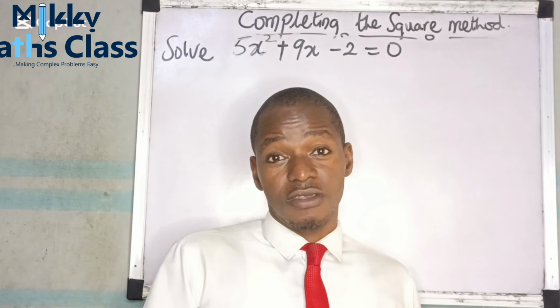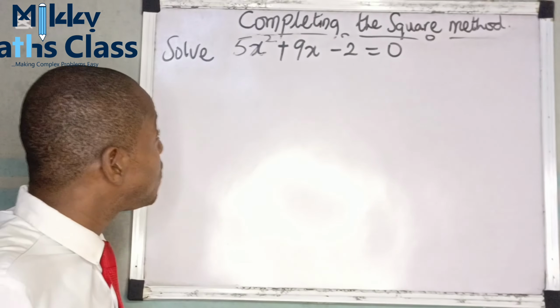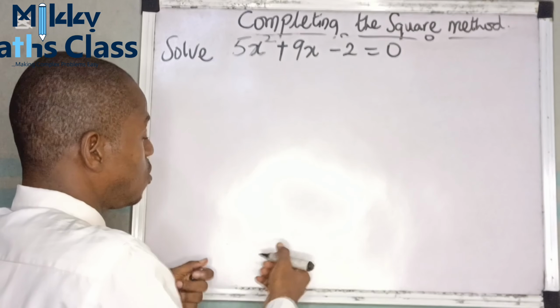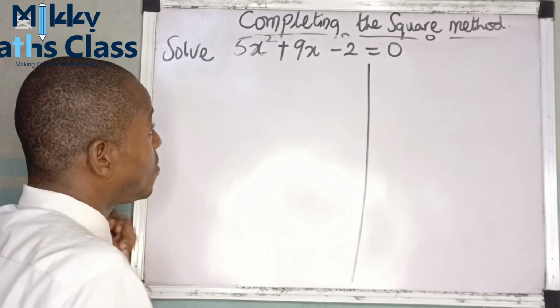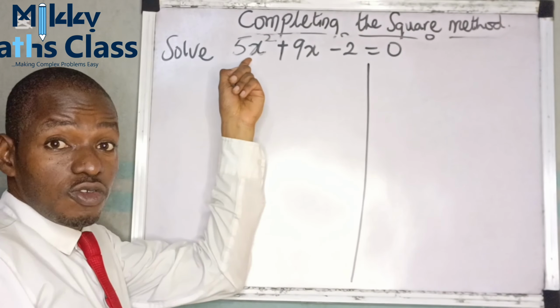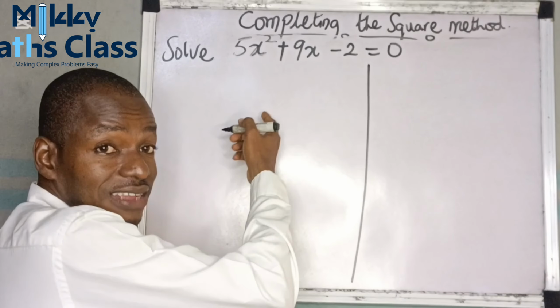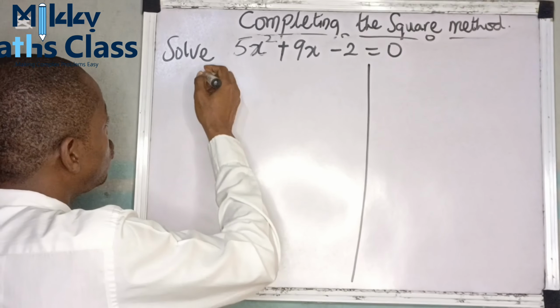All right, let's look at this example. It says 5x squared plus 9x minus 2 equals 0. We still use the completing the square method. The first thing is to reduce the coefficient of x squared to 1. This is 5x squared divided by 5. Divide all through by 5.